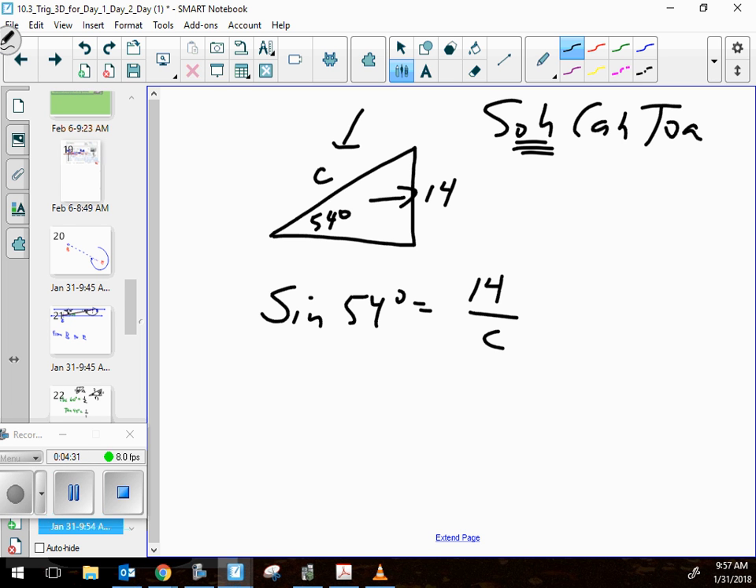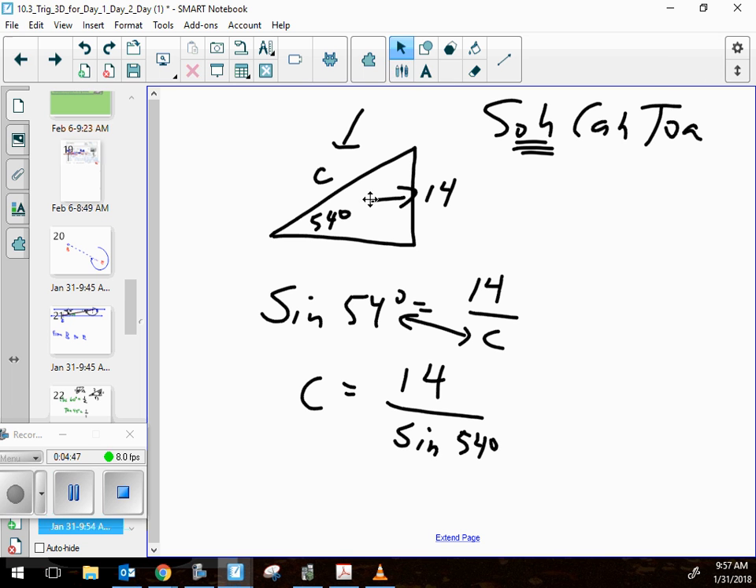Now, I like to do a little switch-o, change-o, and switch these two. Did you know you can do that? It turns into C equals 14 over sine 54. If you didn't know you could do that, you could multiply by C on both sides, right? And then you can divide both sides by sine 54, and it ends up looking like that.